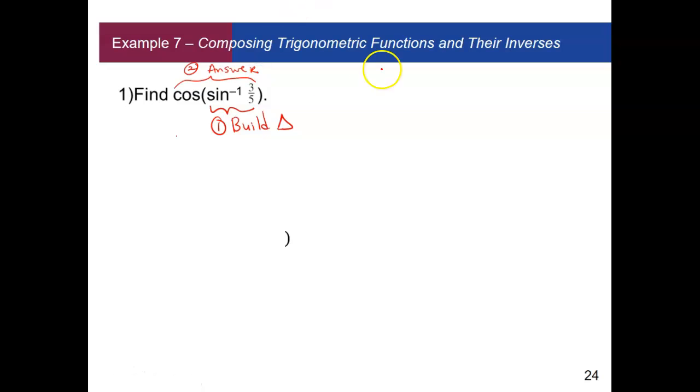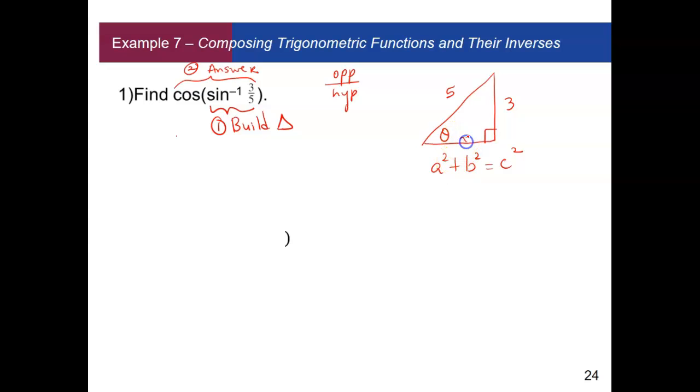Okay, so the first thing that I want to do is use this inside part to build my triangle. So I'm going to draw a right triangle, and I'm going to designate an angle here. So the inverse sine is 3/5. So sine we know is opposite over hypotenuse. So in relation to this angle, opposite, hypotenuse, and we don't know our other side. So we want to use Pythagorean theorem. Some of you may recognize this as a 3-4-5 triangle. If not, then go through the Pythagorean theorem.